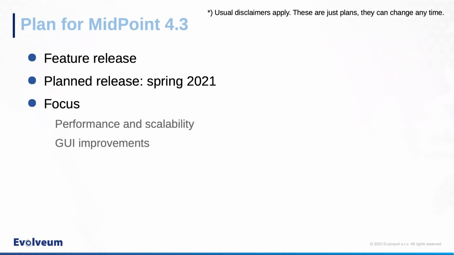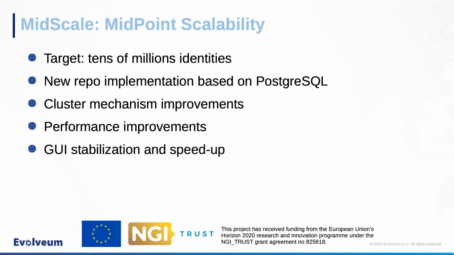During 4.3, the focus will be mostly on improving performance and scalability. Graphical user interface and user experience improvements can be expected as well. The main focus on performance and scalability was chosen also because we had the luck again and we got another NGI Trust funding for it. The aim is to be able to comfortably handle tens of millions or even hundreds of millions of identities.